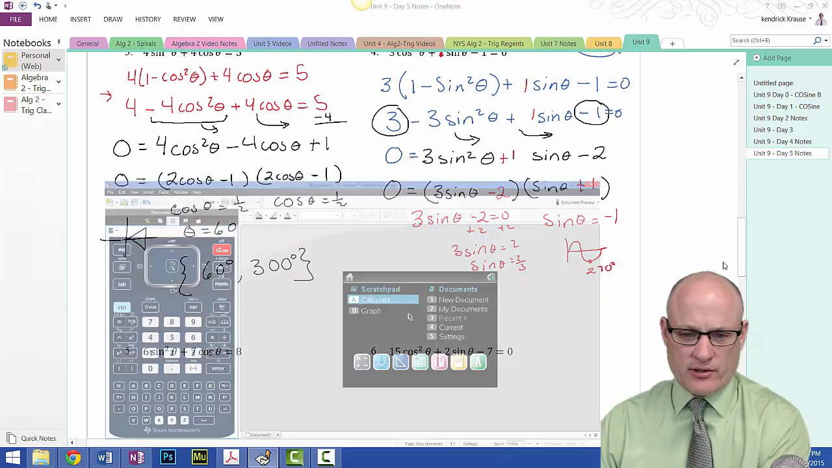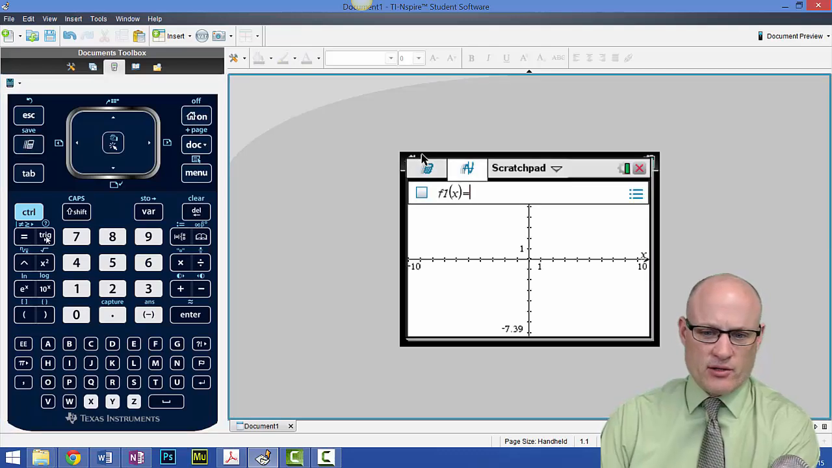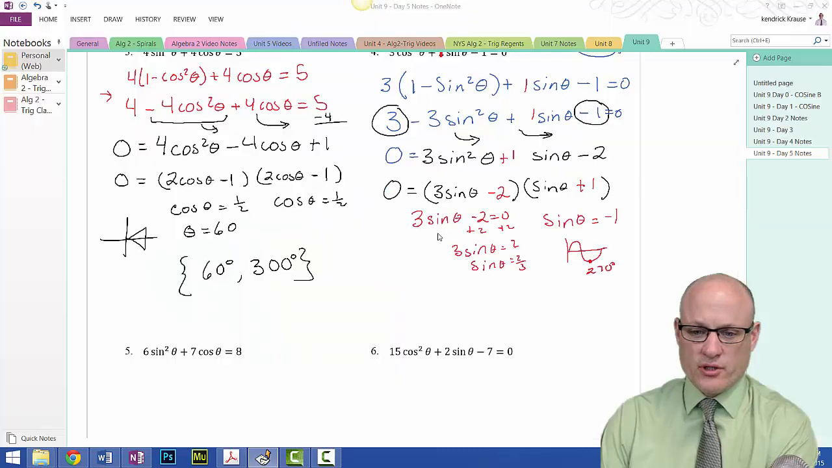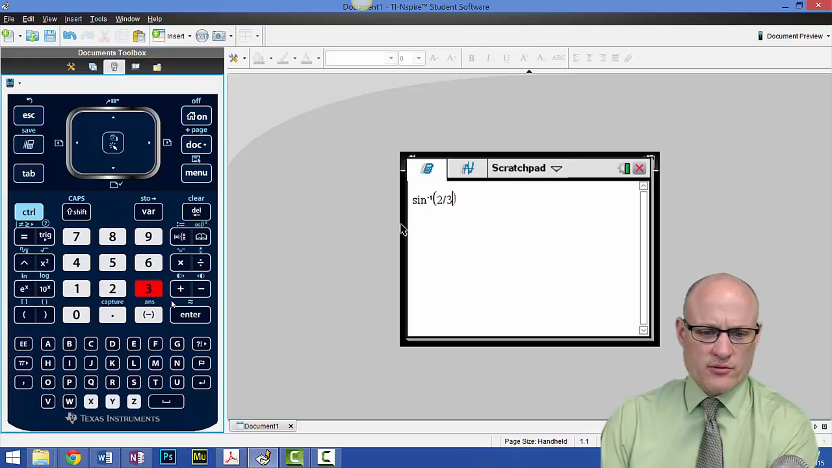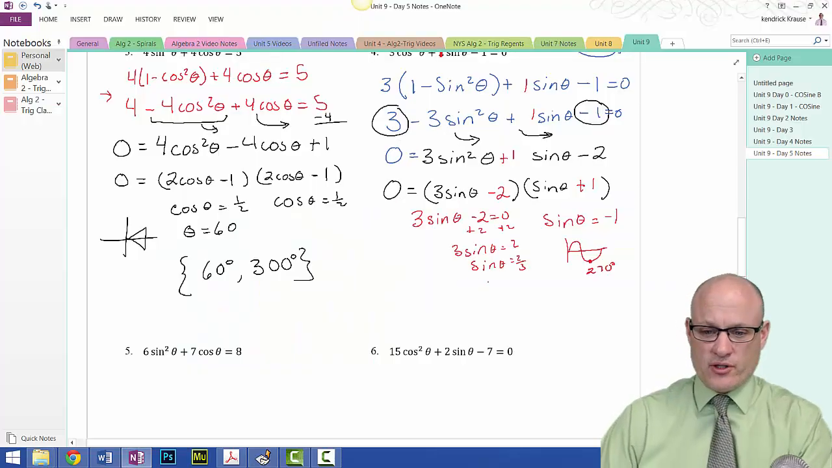So let me get my calculator out. And I click on that. And I know I'm going to need inverse sine. I just don't know which. Inverse sine of 2/3. So 2 divided by 3 equals 42 degrees. So this is theta equals 42 degrees.